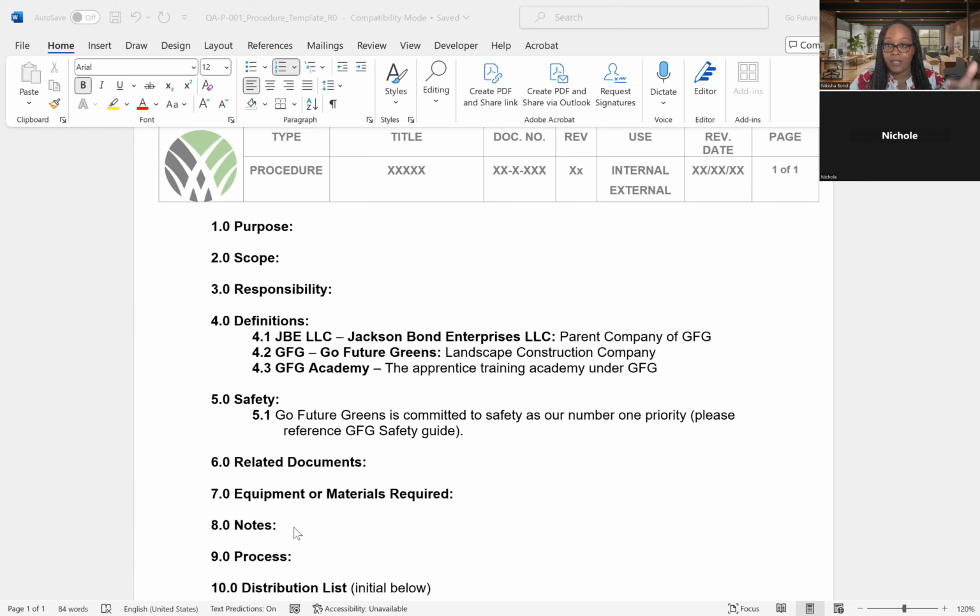Now, this is, like I said, a standard template. So for our business, we have all of these standard terms that I'm going to be using. But if you didn't have standard terms, you would do definitions. So if there was something that you were writing that had a particular definition, you would want to make sure that you put it in here. That way people understand what it is that you're talking about.